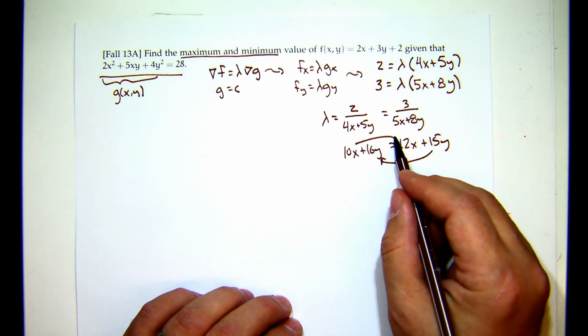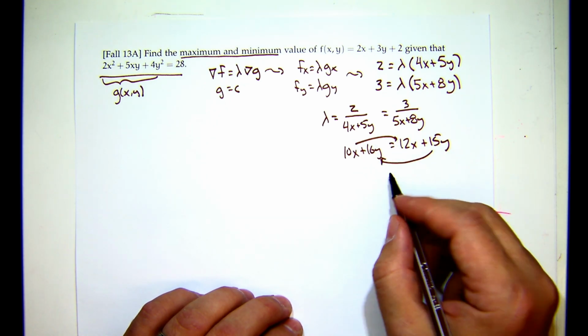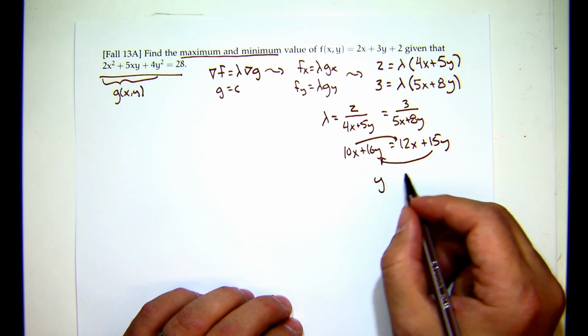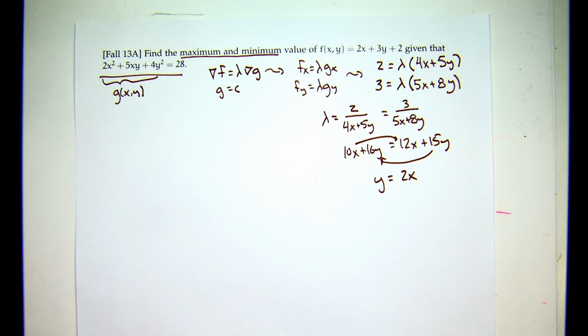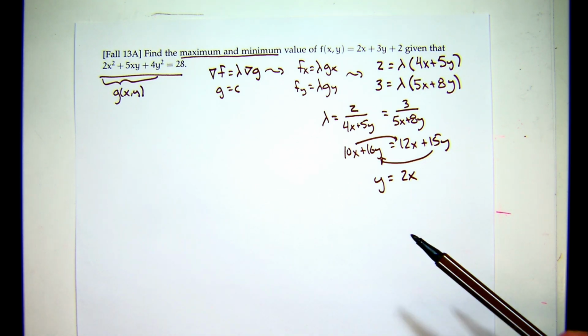Yeah, I can move stuff around. 16 minus 15 gives me y. 12 minus 10 gives me 2. Y is 2x. So, from the gradient of f equals lambda gradient g, I have this cool relationship that y is twice x. What do I do with this information?